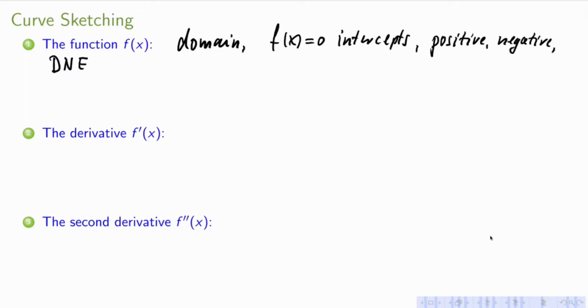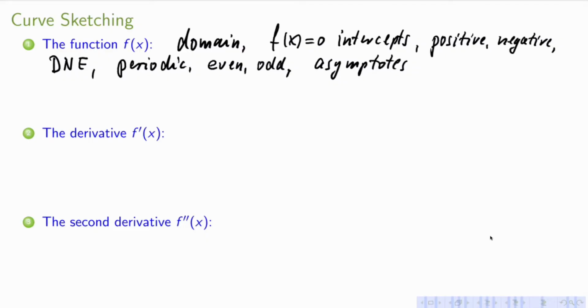Then there are more properties which we can find from f. For example, if trigonometric functions are involved, then f might be periodic. Or we could have symmetries like even or odd functions. And finally, we could even have some asymptotes which we can make out. So these are all properties which you can directly find from the function f or from a given formula for a function f. Now to the derivative.